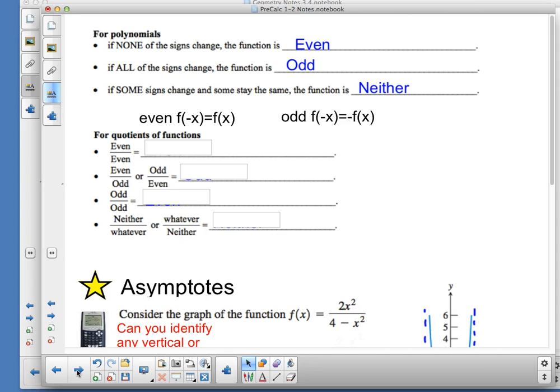So as I'm looking at an even over an even, that should be an even function. If I have an even over an odd or an odd over an even, I should come out as an odd function. And then if I'm looking at an odd divided by an odd, I should be able to come out as an even function. And then neither over whatever or whatever over neither, just going to give me a neither function.